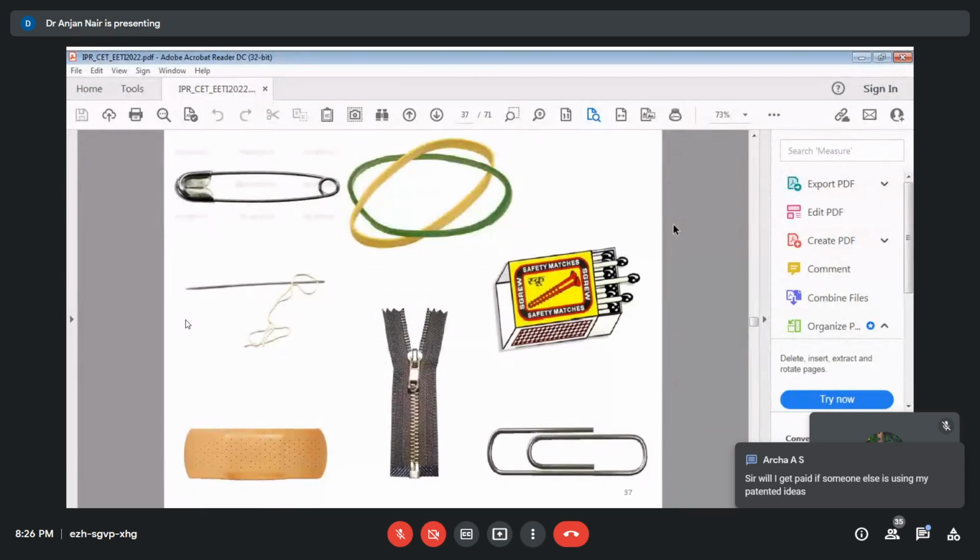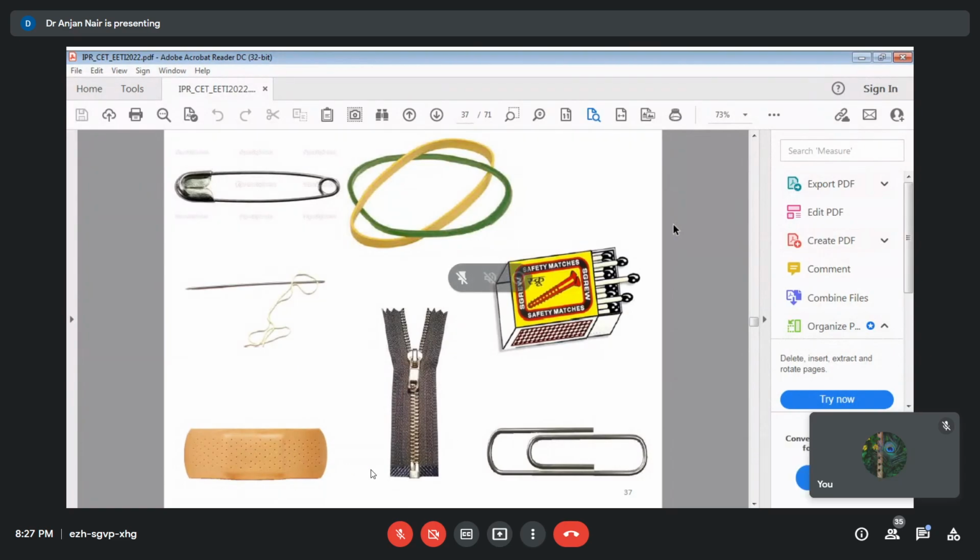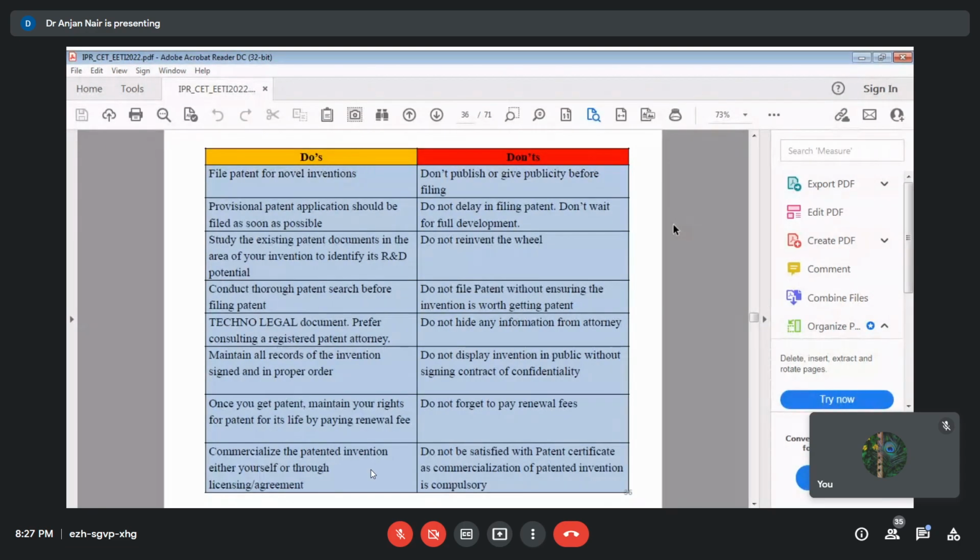So I have an idea, but I don't know how to take it forward. Again, you don't get a patent for an idea as such, but for an end product. One good suggestion: go to the IPRIC Kerala website, where there's a patent facilitation form. Please download that patent facilitation form and start writing.